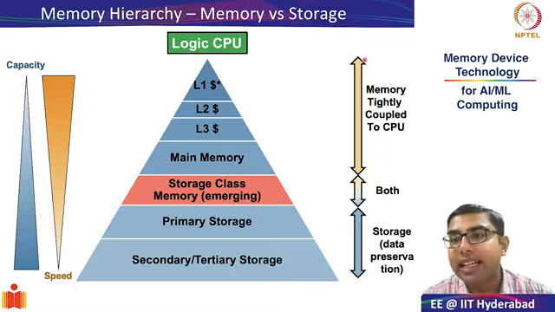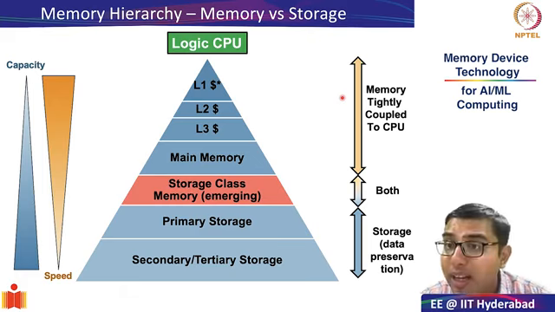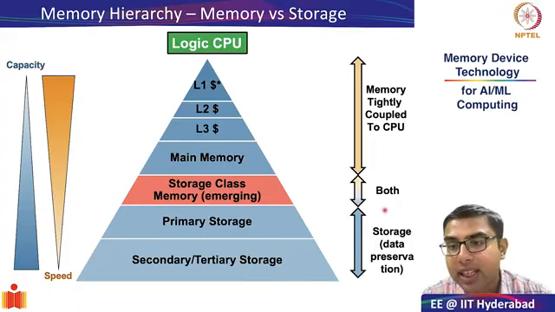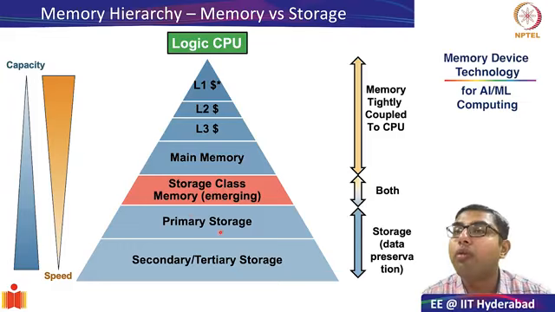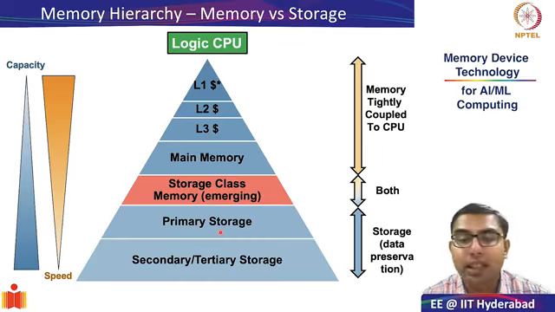So in essence, as I have indicated through these arrows, the L1, L2 and L3 caches and the main memory can be classified as memory, which is tightly coupled to the CPU, whereas from primary storage onwards, which is made up of flash cells, and then your secondary and tertiary storage, which consists primarily of magnetic tapes, is for storage and data preservation.